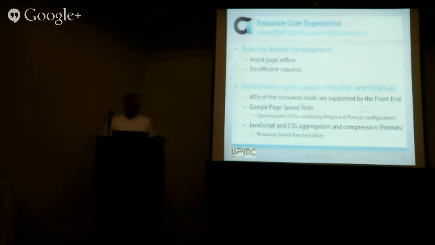So we have done a lot of work to enhance performance of rendering. There are 2 rules in mobile development. We need to avoid page reflow, and we need to do efficient requests. You must know that 80% of the resource loads are supported by the front end, so we performed Google PageSpeed tests to optimize the rendering. We have done Apache and Tomcat configuration, and we have enabled JavaScript and CSS aggregation and compression in the portlet. That's a resource server functionality.